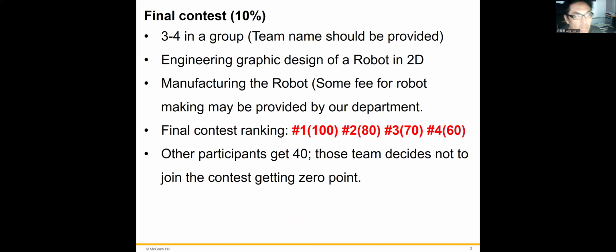For this final contest, you have to team up in groups of 3 to 4 in each team. Based on the final project that you design with any CAD tool, AutoCAD, SolidWorks, anything, you have to manufacture your own robotic arm. You're going to get your score depending on the contest ranking.